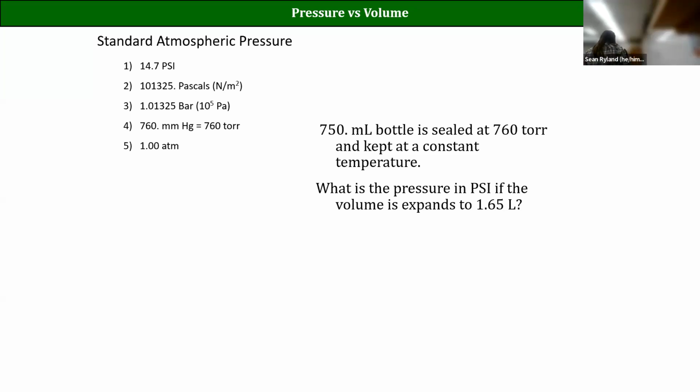So something like 6. 760 times 0.75, and then divide that by 1.65. What do we get for PSI? 6.70? Something like that. 6.67.